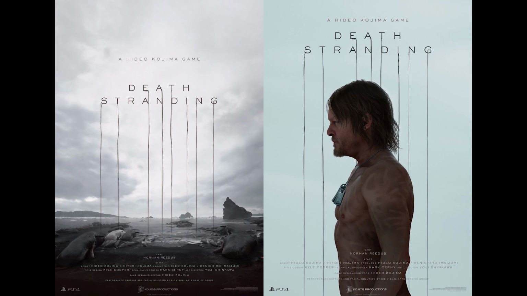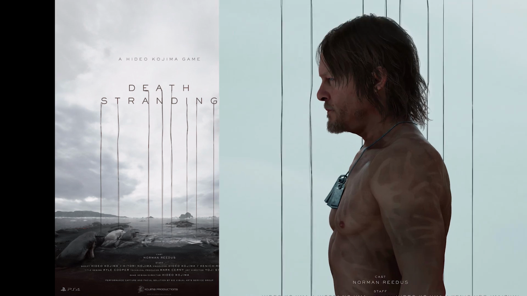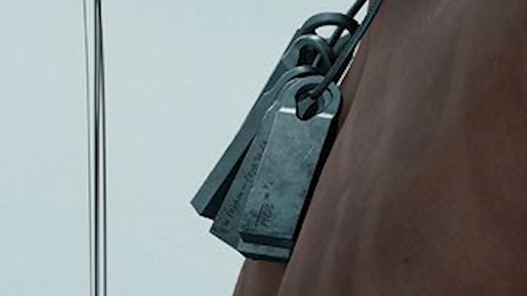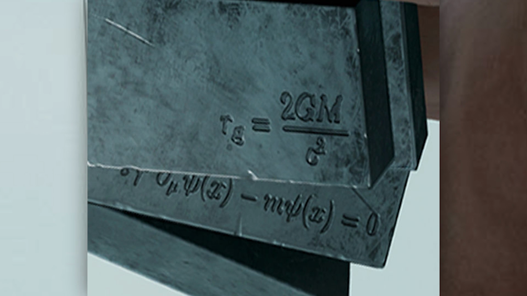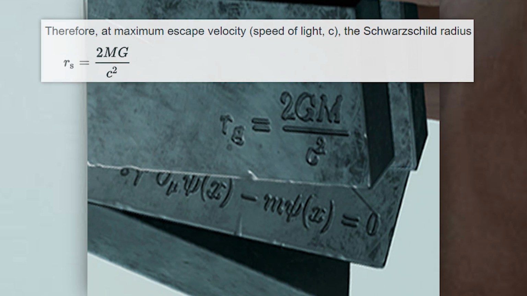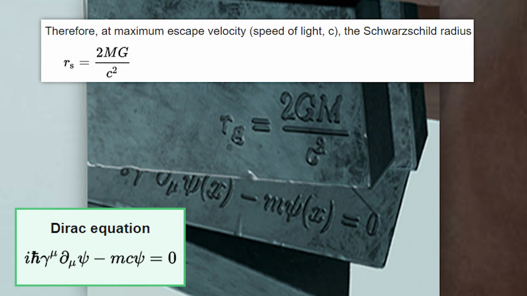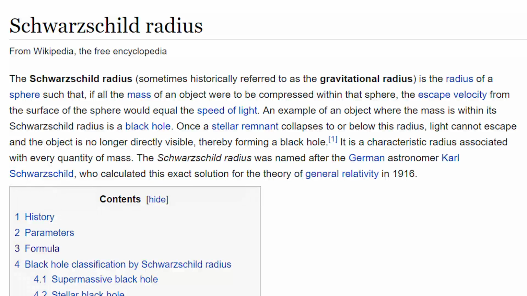The following information comes from one of two Death Stranding posters that Kojima released following the game's announcement. Something that I was made aware of recently is that if you look at the dog tags around the neck of the protagonist, played by Norman Reedus, it's possible to spot equations engraved on them. Only two of them can be seen in this poster, and fans quickly found that these are the Schwarzschild radius and the Dirac equation. So let me explain what they are, starting with the Schwarzschild radius.